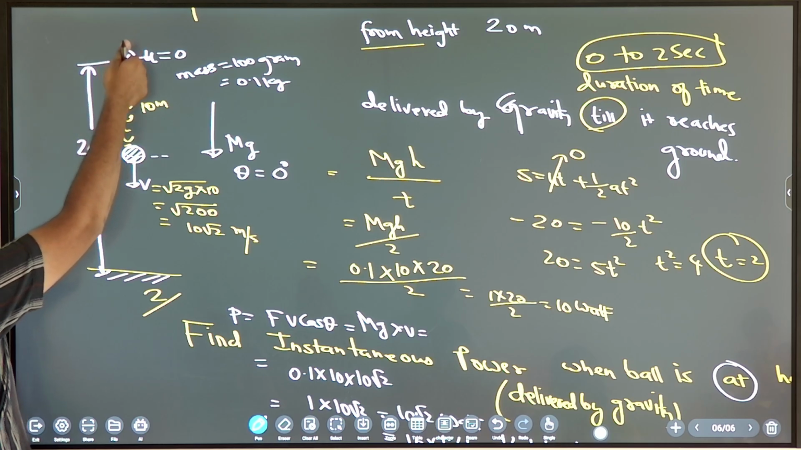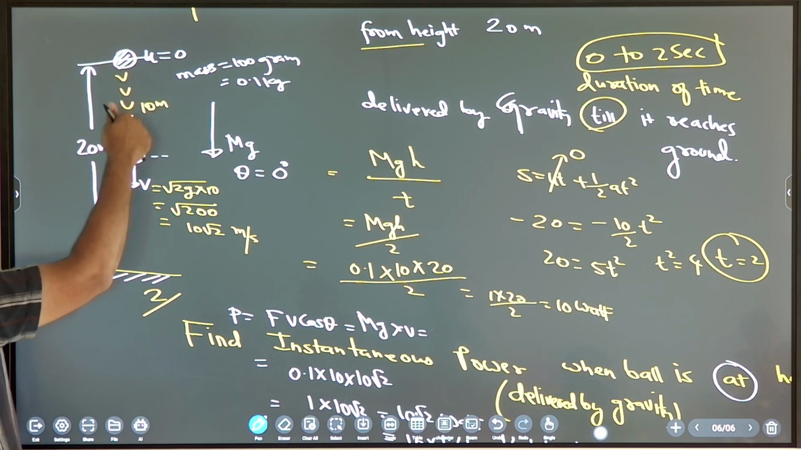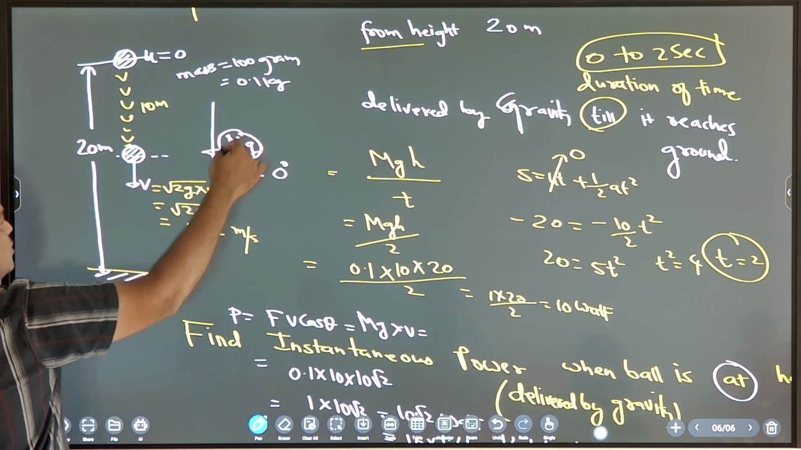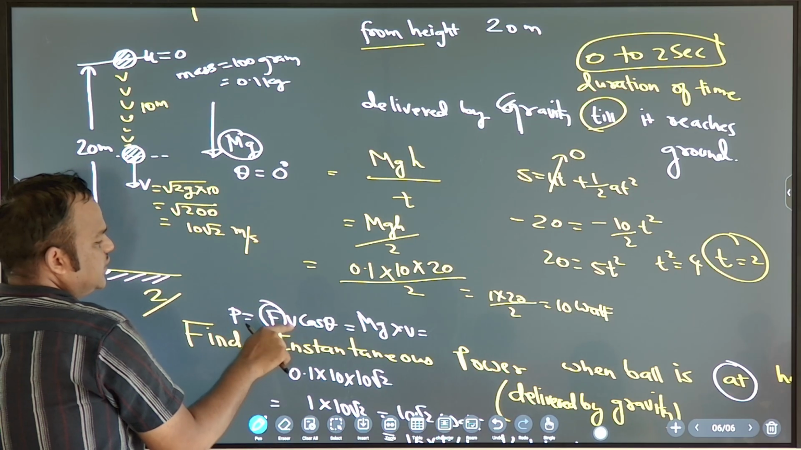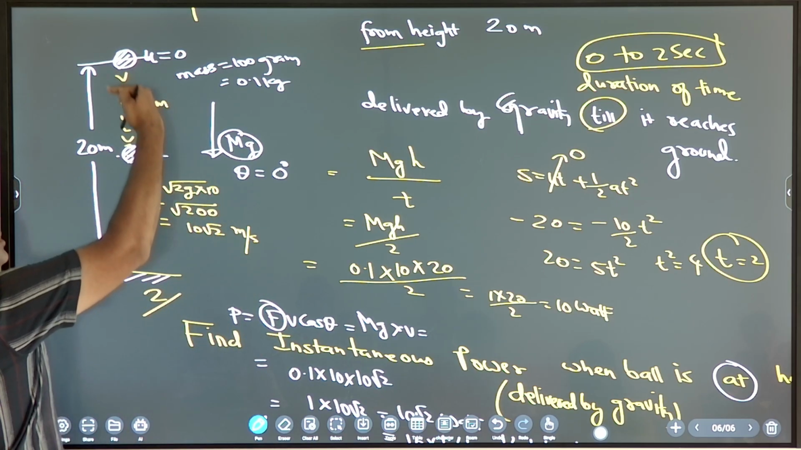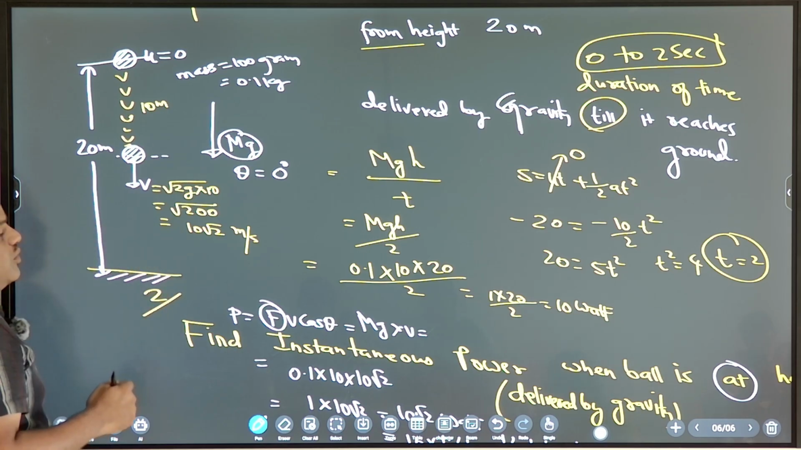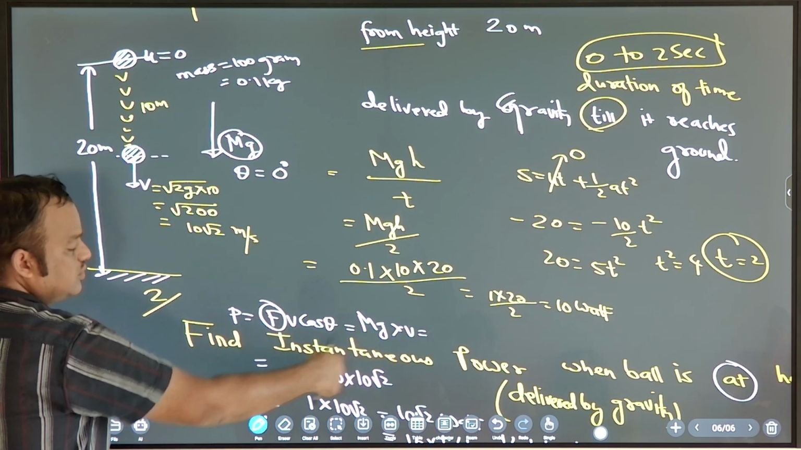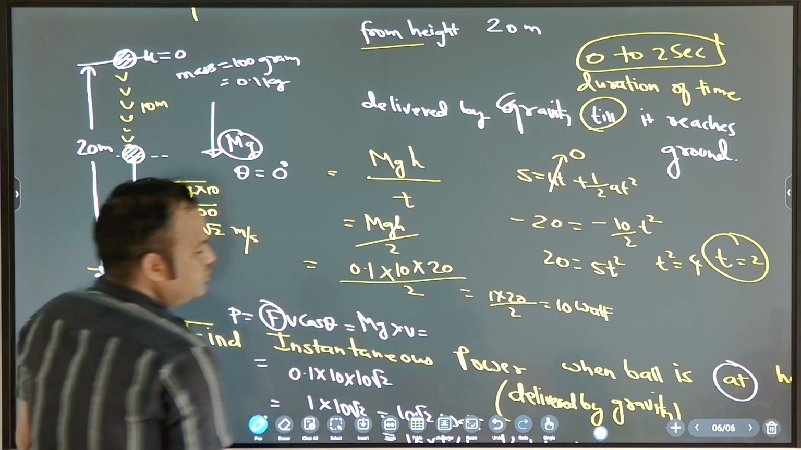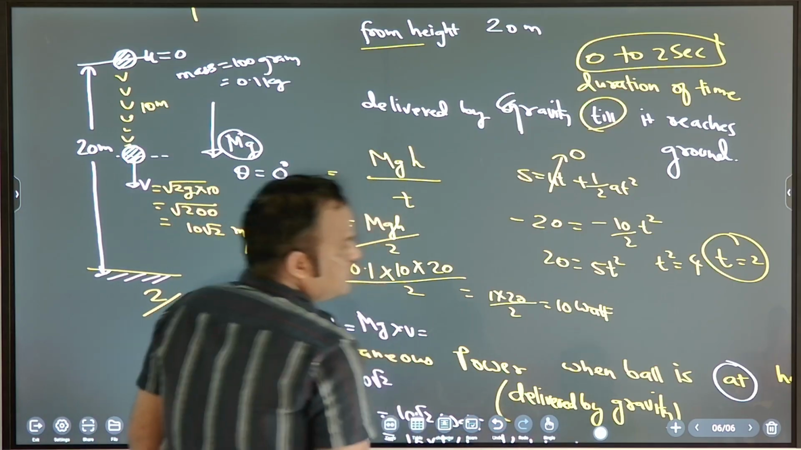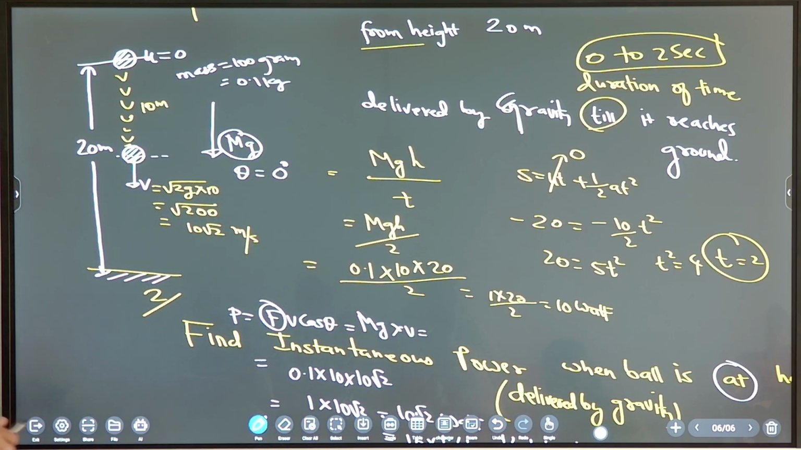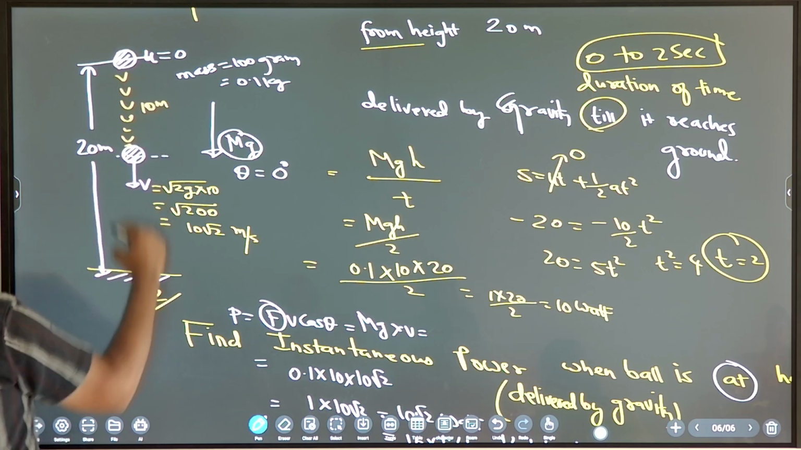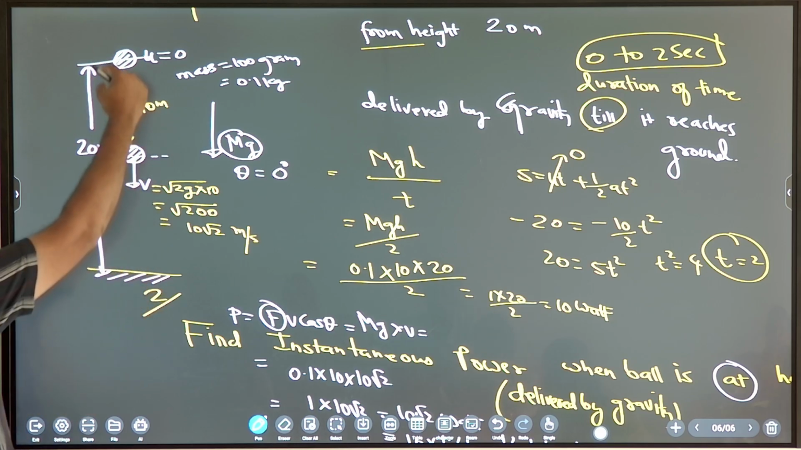0. So instantaneous power is increasing, correct? Because force is constant, but velocity is increasing. As the ball is going down, velocity is increasing. So instantaneous power is increasing. Clear? So we have the best example, gravity. You drop any ball, the speed of the ball is increasing, so gravity is doing work. When you consider height and time duration, you can calculate average power.